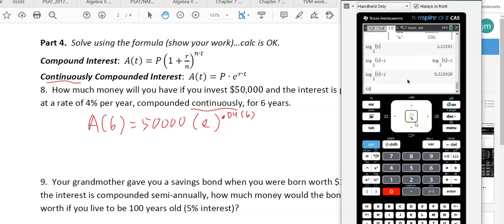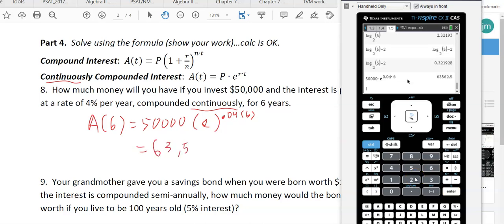This would be 50 times e to the power of 0.04 times 6. So that's equal to 62.5. And if I mouse up, let's see if I can see more digits. Actually 0.46, right? So better to put 0.46 there.